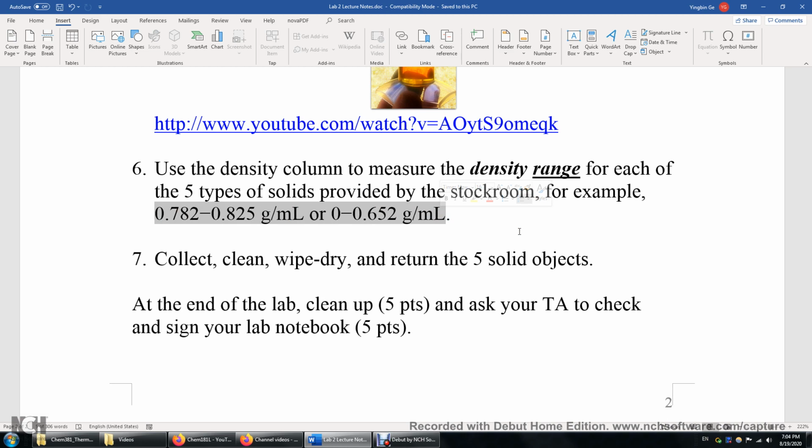Finally, you collect, clean, wipe dry, and return these 5 solid objects. We reuse them. How about the liquids? They should be dumped in the waste bottle inside a fume hood. And then, before you leave the lab room, clean up and ask your TA to check and sign your lab notebook.